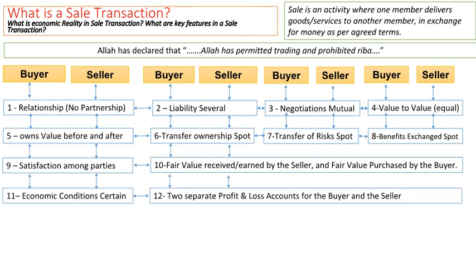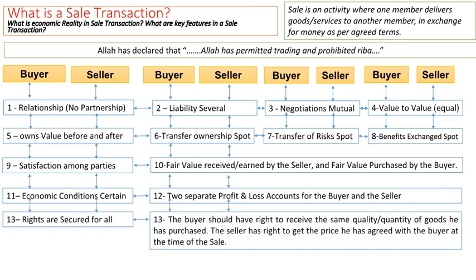The 12th economic reality. The seller and the buyer have their own profit and loss accounts and risks. The seller sold its goods and services. The buyer will use goods or services and will sell the goods to a third party to generate profit or loss depending upon its mutual negotiations with the third party. The seller earns benefits on spot. The buyer will get with a hope to earn on consumption or resale of purchased goods, services.